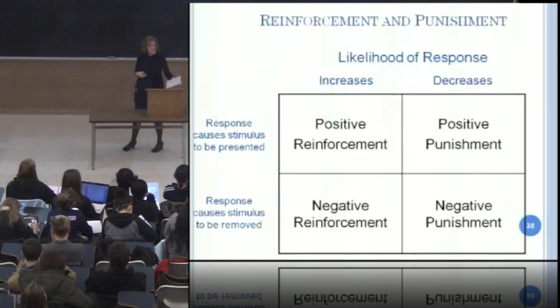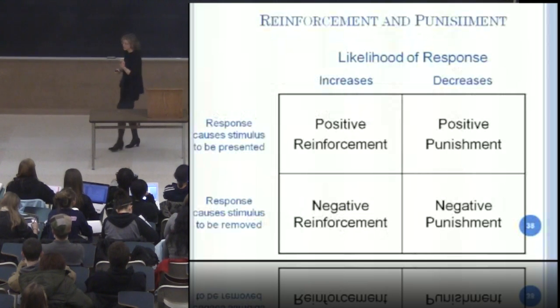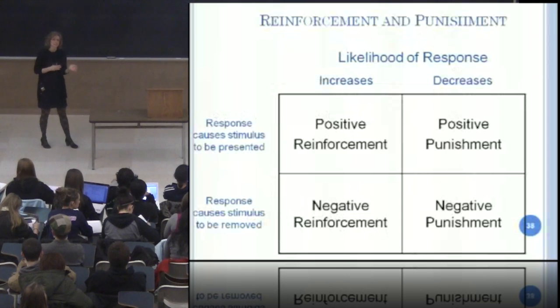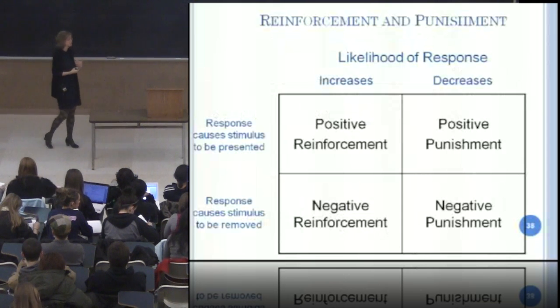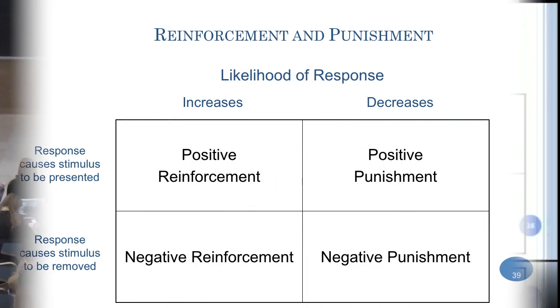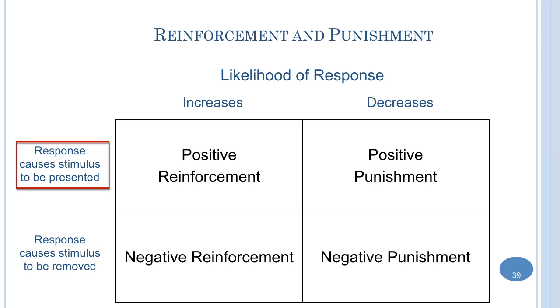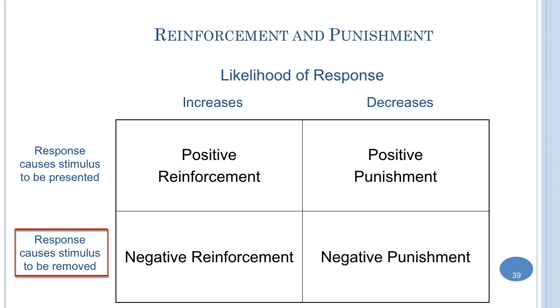Okay, so because this is an important distinction, I just want to spend one more slide on making it clear. Differences between positive and negative punishment and reinforcement. So we have these two dimensions: likelihood of response increasing or decreasing, and response causes a stimulus to be presented or removed.